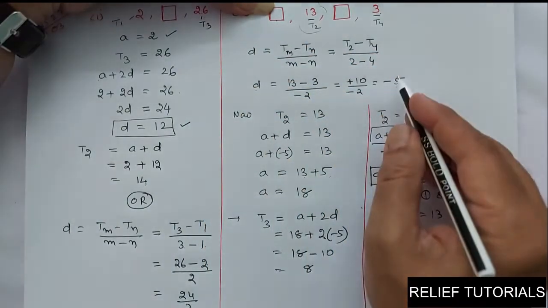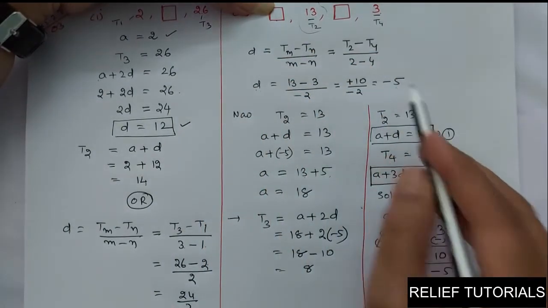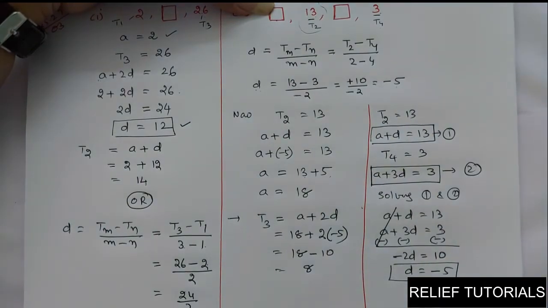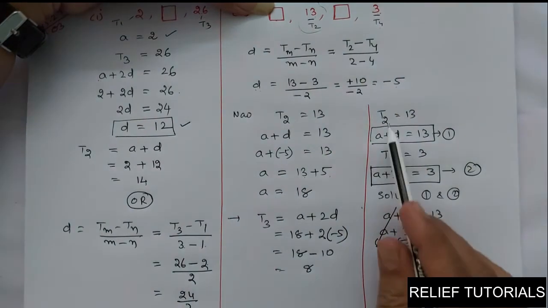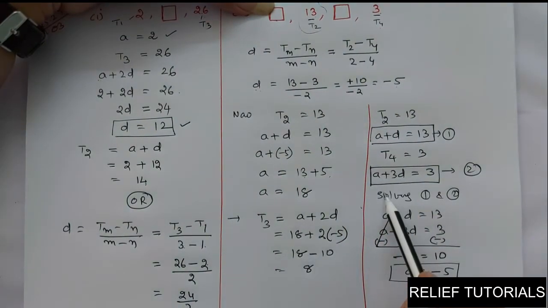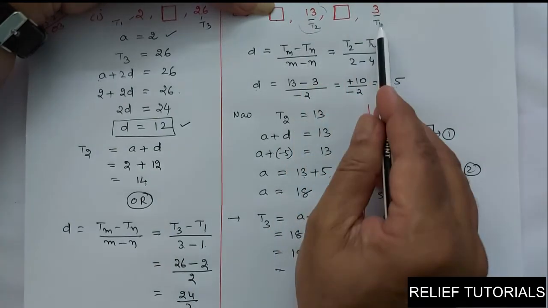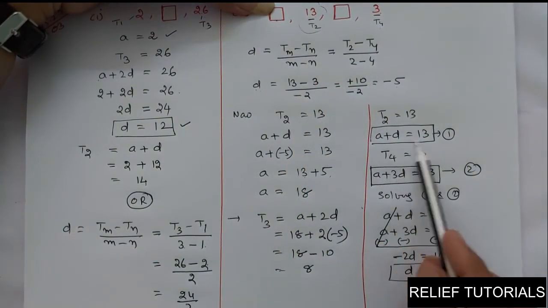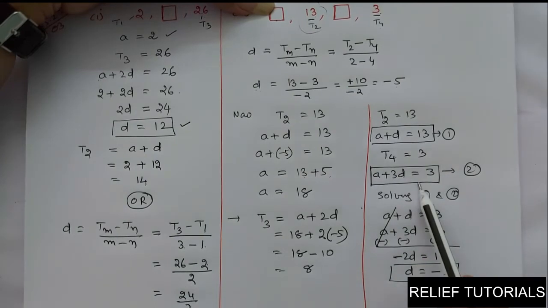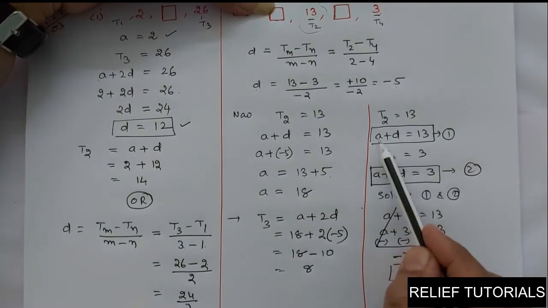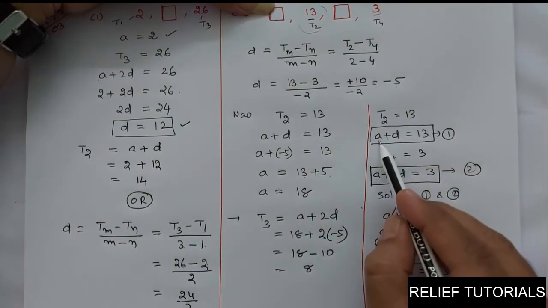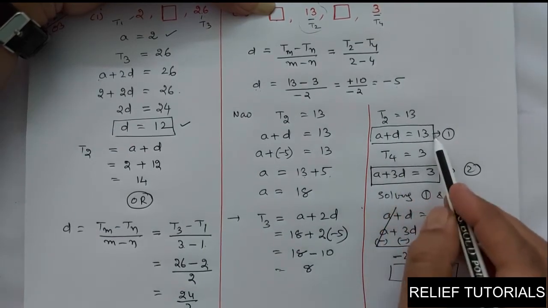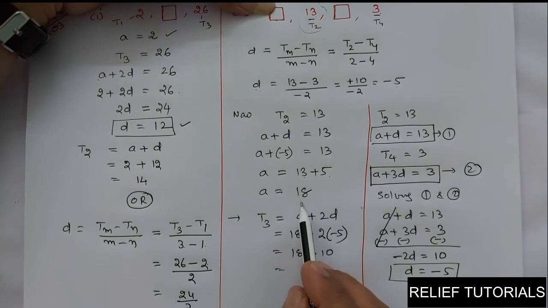So this will be a little bit easier. See, you got D is equal to minus 5. So you have T2 is 13, T4 is 3. You will get two equations from these two given things: A plus D is 13, A plus 3D is 3. Now you will solve these two equations by the elimination method. A will get cancelled, so only one value is remaining here, D. So you will get the value of D. If you substitute D is equal to minus 5 in equation 1, then you will get A. So A is equal to 13 plus 5, that is 18. So you will get A is equal to 18.